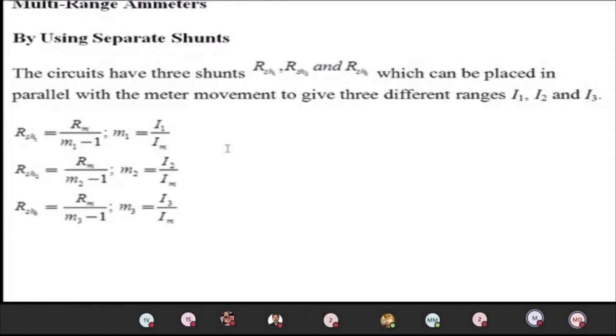Since we are adding 3 different resistances, for each resistance we substitute in the formula: R_SH1 is equal to R_m by (M1 minus 1), where M1 is given by I1 by I_m, where I1 is the total current for shunt resistance 1. R_SH2 is equal to R_m by (M2 minus 1), where M2 is calculated by I2 by I_m, and R_SH3 is equal to R_m by (M3 minus 1), where M3 is equal to I3 by I_m.